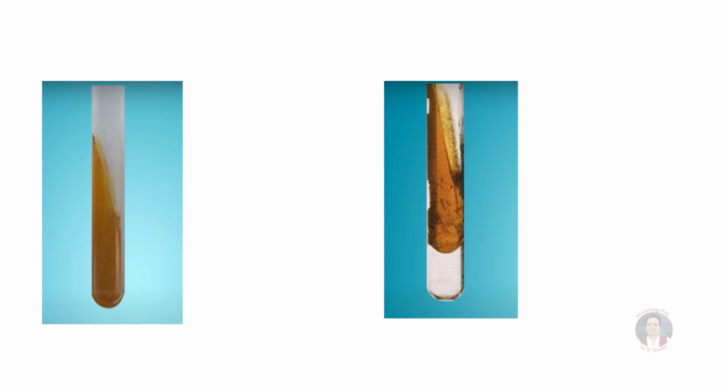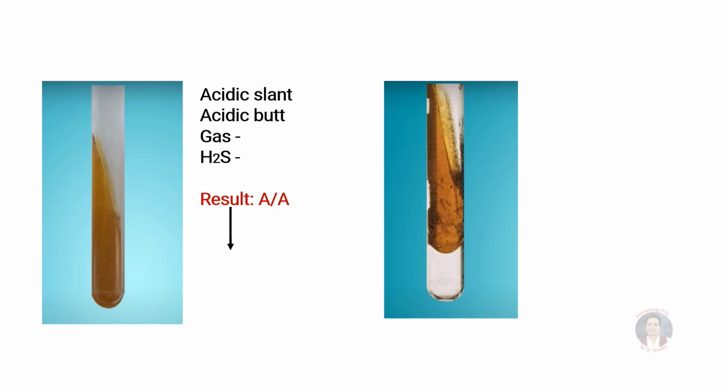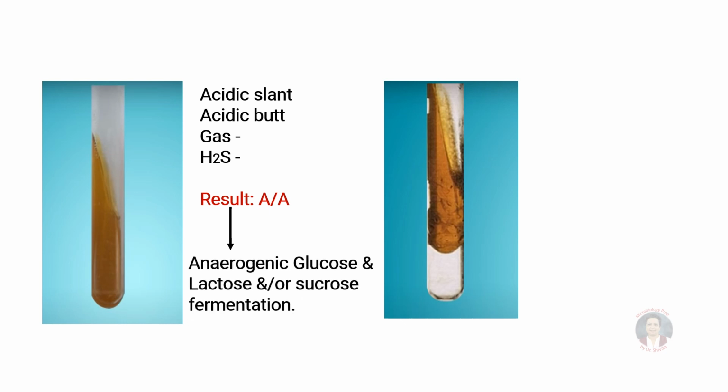Now in this slide, you can see on the left, we see a yellow slant and a yellow butt. So what is this telling us? It is an acidic slant and acidic butt. We do not see any CO2 molecules, neither do you see a black precipitate. So we are going to write the result as A oblique A, and it is going to be interpreted as anaerogenic glucose and lactose and or sucrose fermentation with no H2S production.